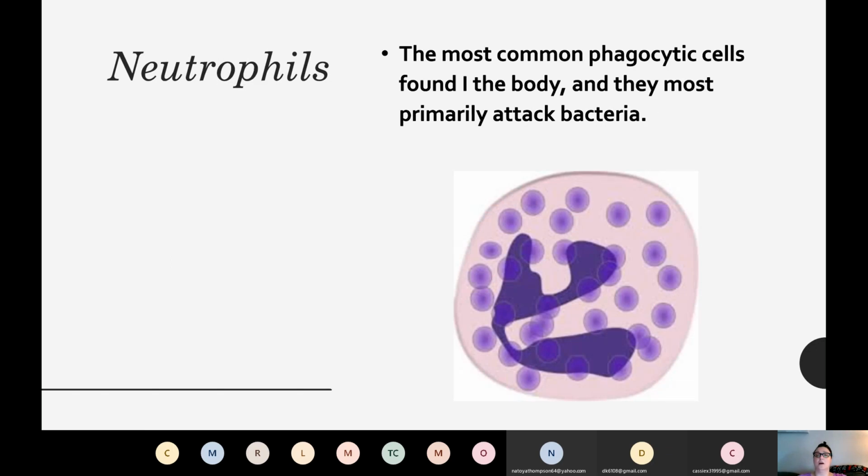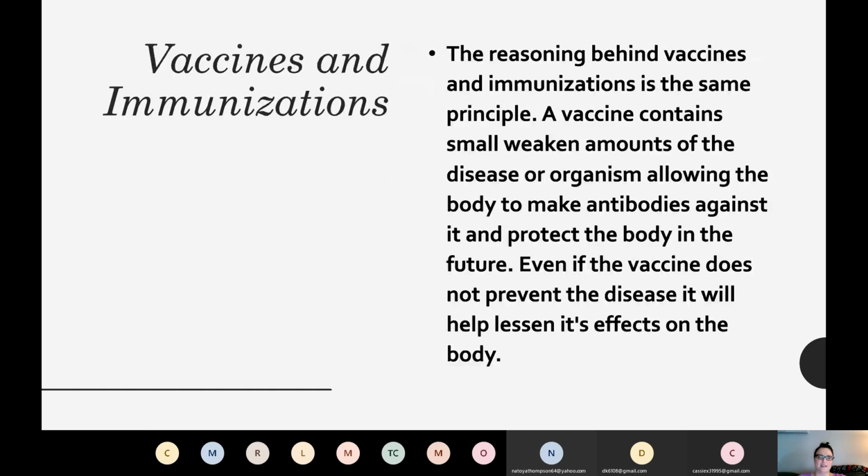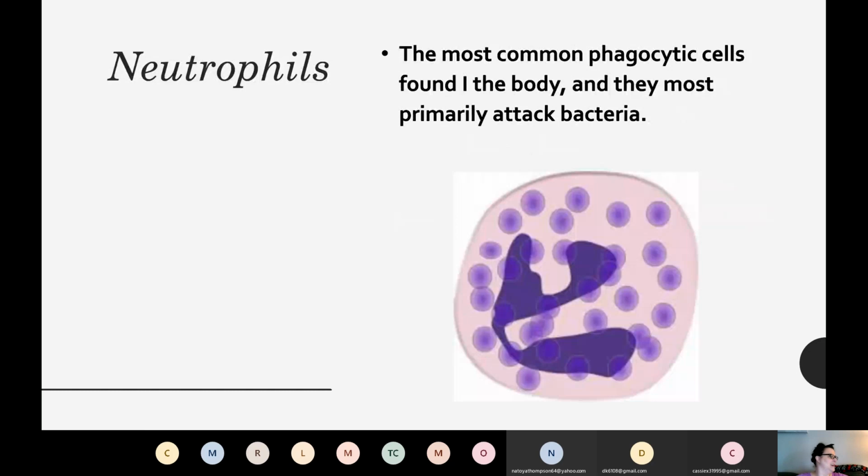Another type of cell we're going to talk about. We're going to, if I'm not mistaken, no, I didn't. I don't know. Oh, I know why. Never mind.